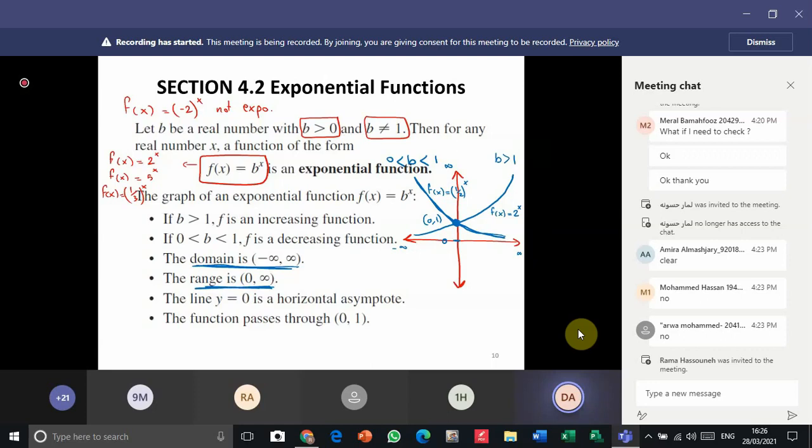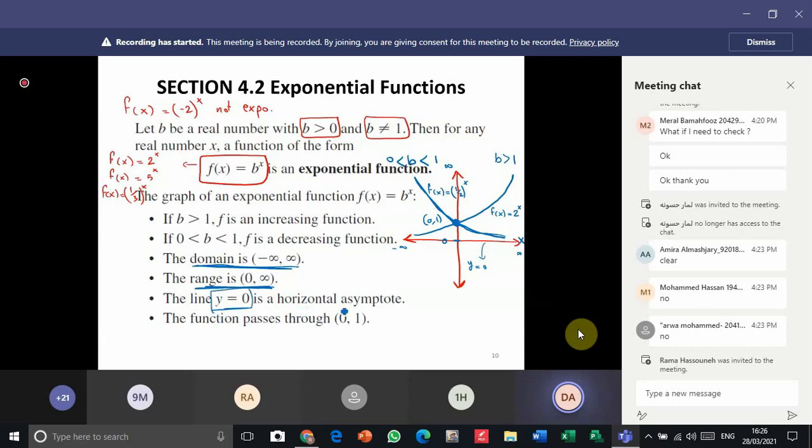And we have a horizontal line. What's the horizontal line? The x-axis. The x-axis is a horizontal line, called y equals 0. The horizontal line or the x-axis is y equals 0. The y-axis is x equals 0. Okay, so we have the horizontal line, the x-axis, or y equals 0.